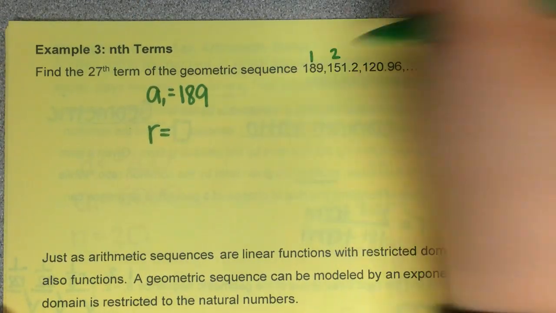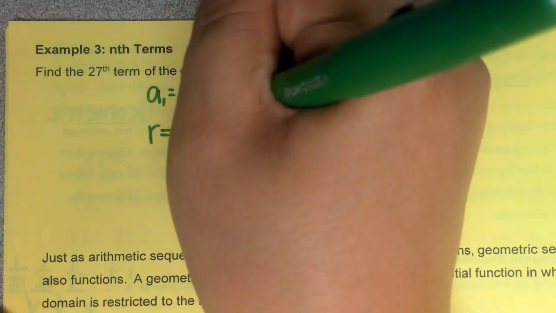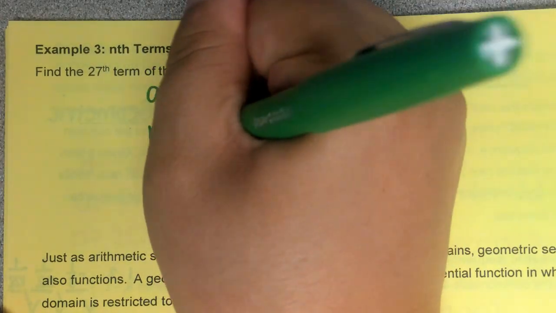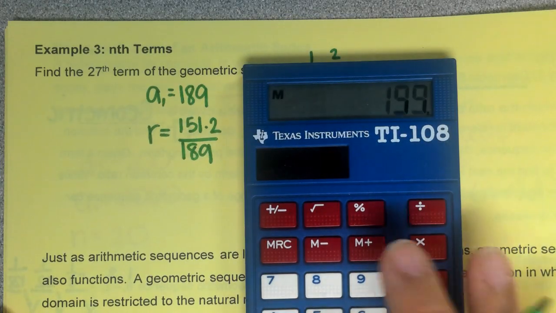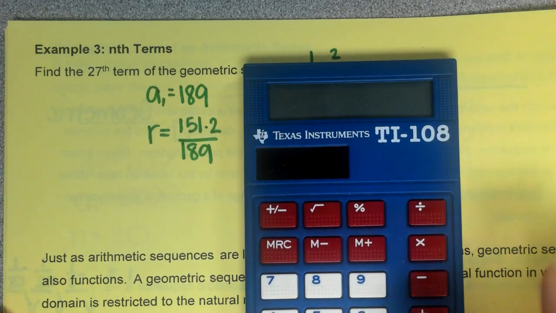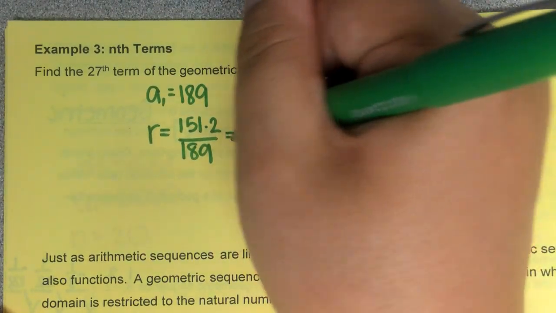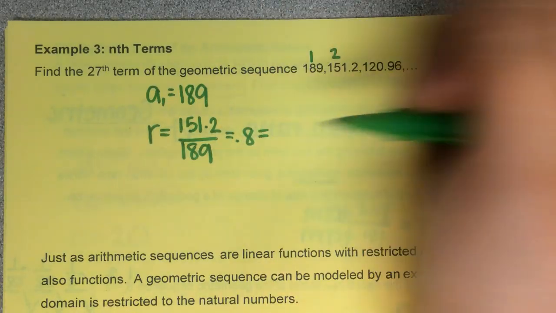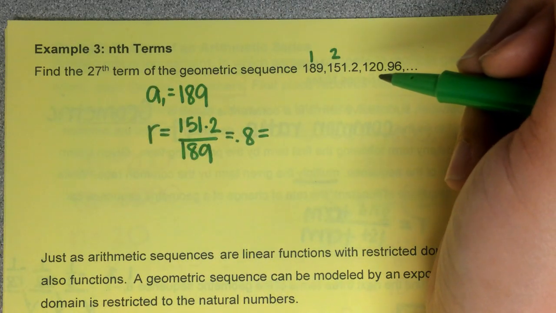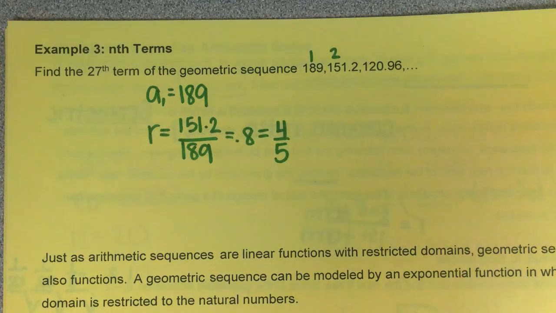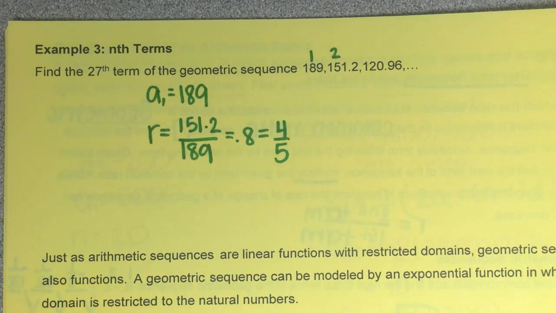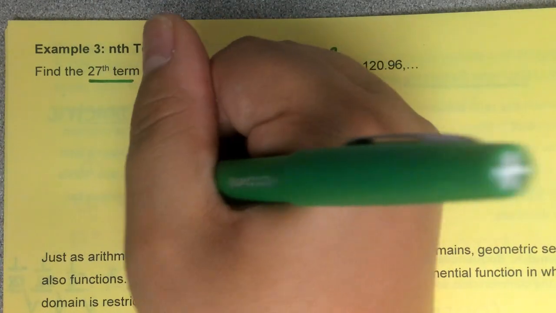I do my second term over my first term. And if I do 151.2 divided by 189, I get 0.8. And 0.8, do y'all agree, is 8 over 10? Which reduces to 4/5. Okay, somebody else I haven't heard from today. There's one more thing I know. N is 27.